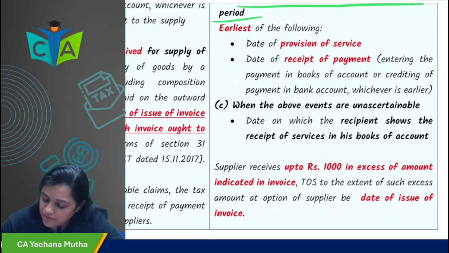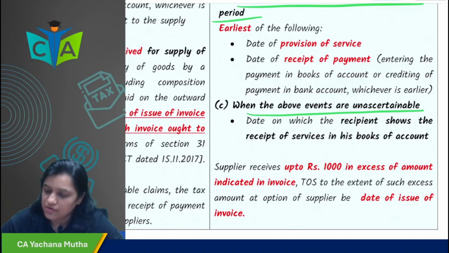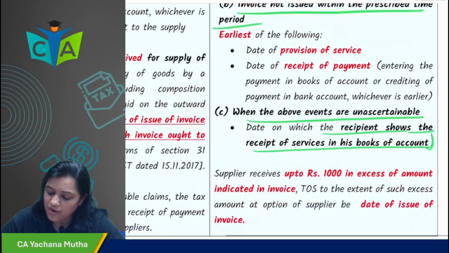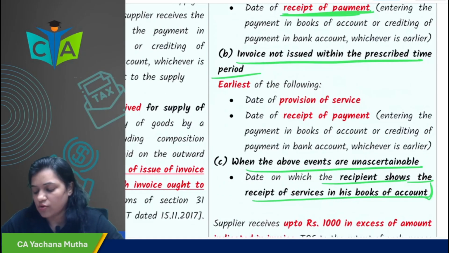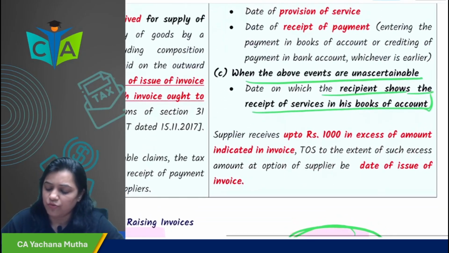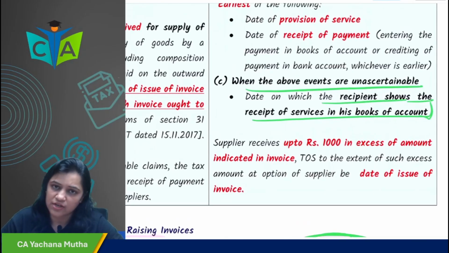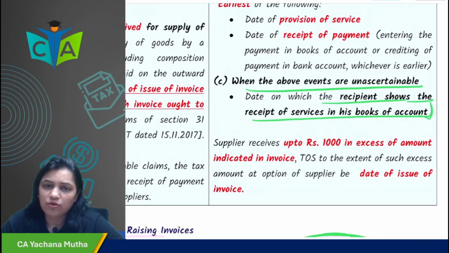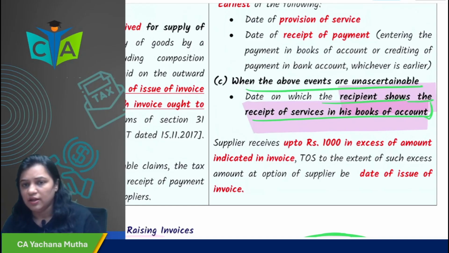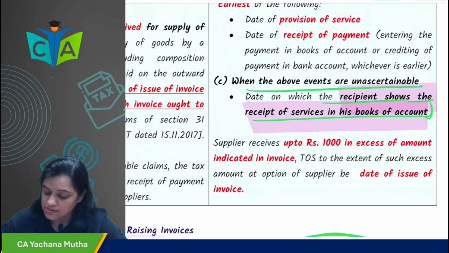And if the above events are unascertainable, then the date on which the recipient shows the receipt of services in his books of accounts. So, if I am not able to find out the provision of service, the receipt of payment, or the issue of invoice, in any of the cases, then they have kept it very simple. When the recipient shows the receipt of service in the books of accounts, that will be the time of supply. I hope it is clear.